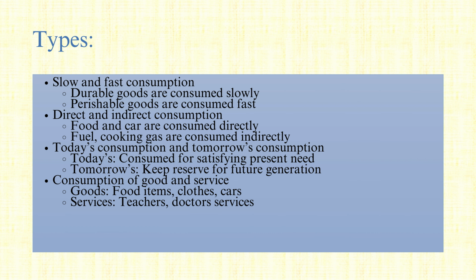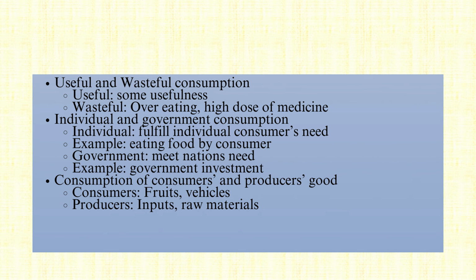There's also today's consumption and tomorrow's consumption. Today's consumption satisfies present needs, like eating a meal when you're hungry. Tomorrow's consumption is about saving or preserving resources for future use, like storing grains for the next season or planting trees that will provide fruit in the coming years. Consumption can also be of goods or services. Goods are physical things like food items, clothes, and vehicles. Services are activities performed by people, like teaching, healthcare, or tractor rental services.